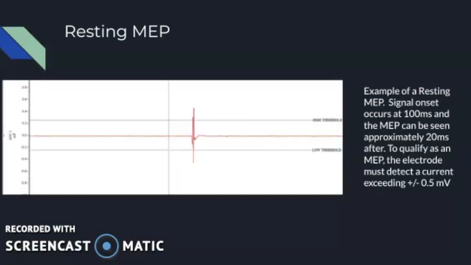In this slide, we look at an example of a resting MEP. As you can see, at this line right here, this is where the target onset occurs at approximately 100 milliseconds. And then the MEP can be seen approximately 20 milliseconds after. For it to be quantified as an MEP, it must exceed these threshold lines, which is, again, the 0.5 millivolts.